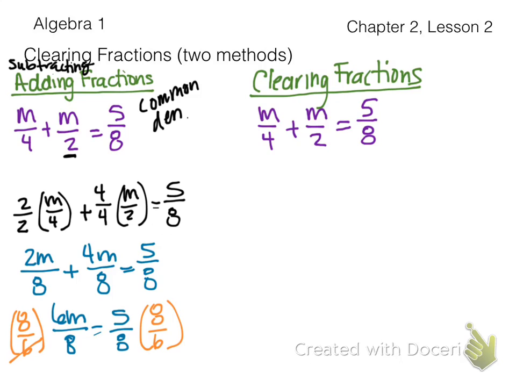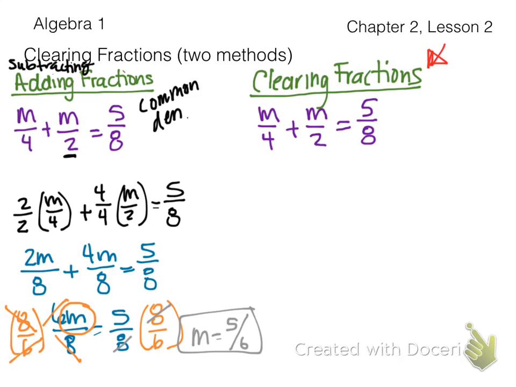6 goes into itself once, 6 goes into itself once, 8 goes into itself once, and 8 goes into itself once, which leaves me just m. But now I've got to multiply the other side. Well, the 8's are going to cancel out before I even multiply, and m is going to equal 5/6. Okay, remember that, because the answer to clearing fractions right here should be exactly the same.